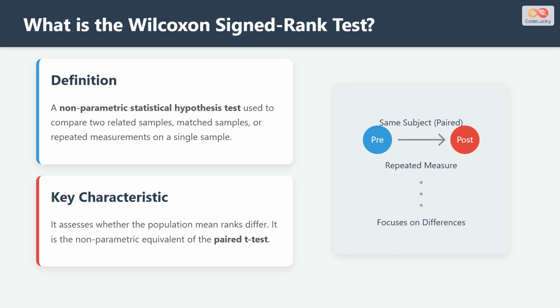The Wilcoxon Signed-Rank Test is a non-parametric hypothesis test. It is primarily used to compare two related samples, matched samples, or repeated measurements on a single sample to assess whether their population mean ranks differ. Think of it as the sibling to the paired t-test, but for situations where data doesn't follow a normal distribution.